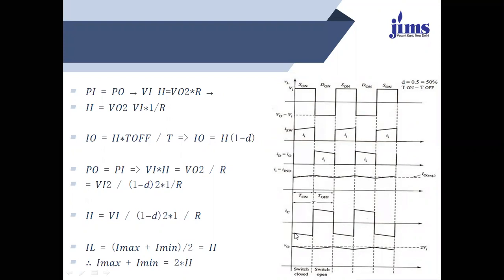The next waveform will be the current across the capacitor. Capacitor charging and capacitor discharging will be indicated in the downward direction. So once the switch is on and switch off, the magnitude of the current through the capacitor will be varied. Then the output voltage again will be varying in nature.